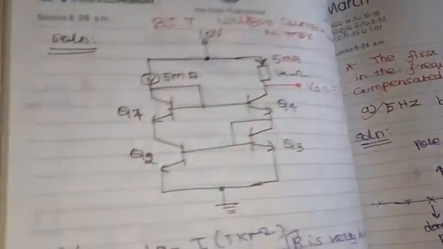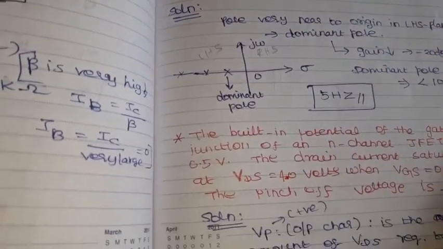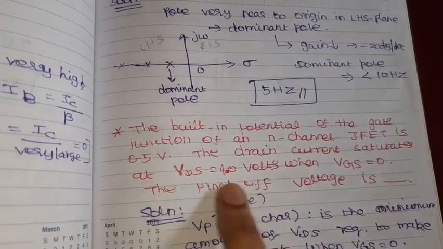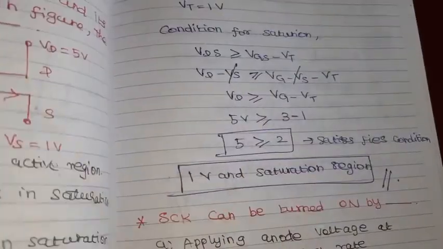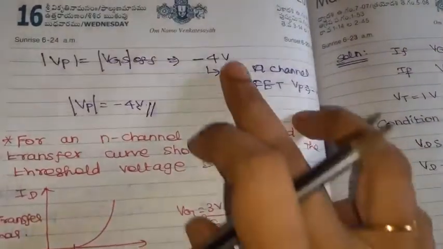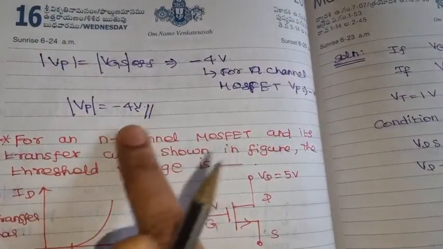So when VGS is equal to 0, VDS is 4.0 volt. It is an N-channel JFET, so the pinch off voltage is a negative value. So Vp is nothing but minus 4 volt.